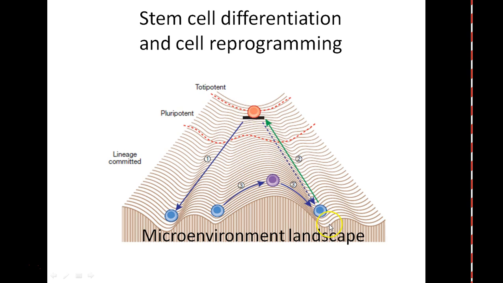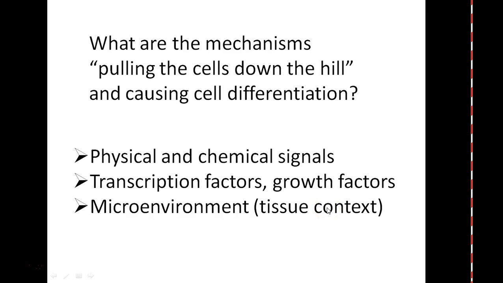And of course we have this ability to go back, to go up the hill, to go from the terminally differentiated cell back to the pluripotent state. And this doesn't happen spontaneously, it doesn't happen in the adult body, but it can happen in the laboratory. Researchers worked on that for a very long time, and finally they were successful.